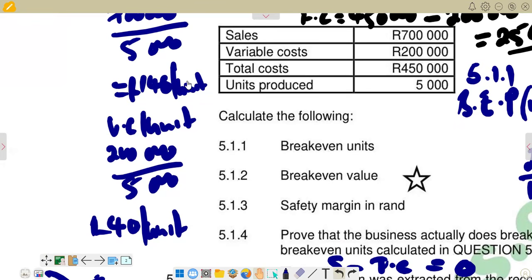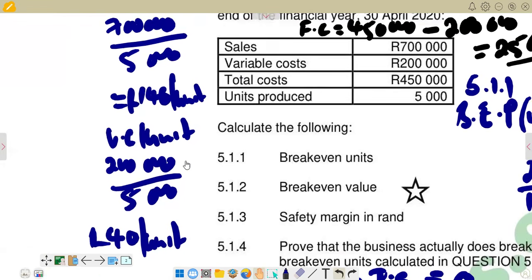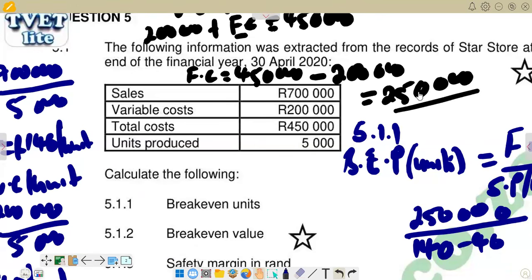Then for the total cost, we're going to say fixed cost. We're just going to take the figure for fixed cost, which is the one that we calculated, 250,000, plus the variable cost. We are going to get the total variable cost. First we define the variable cost per unit by saying 200,000 divided by 5,000 units. Then you divide the two, and you're going to see that you get your 40.